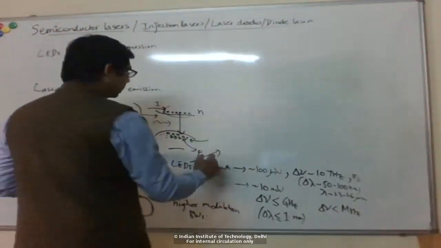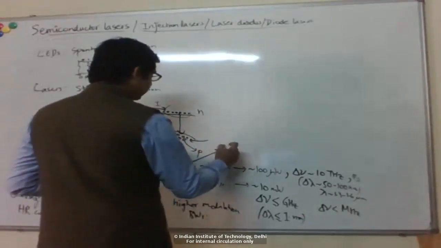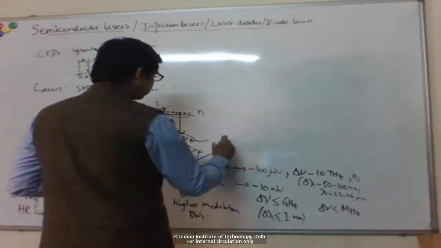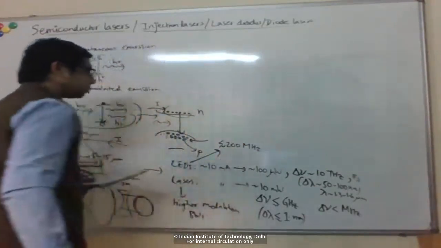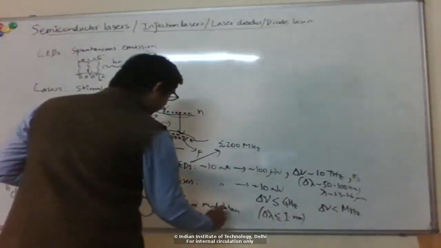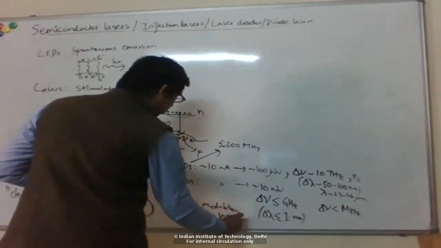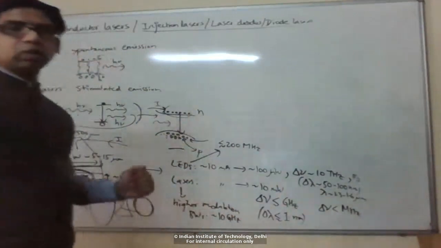For LEDs, we saw that if you modulate the current, the maximum data bandwidth that we can go is, let's say, you can't go much beyond 200 megahertz. With lasers, you can go easily up to almost 10 gigahertz. So in terms of data rate, also you can go much higher.